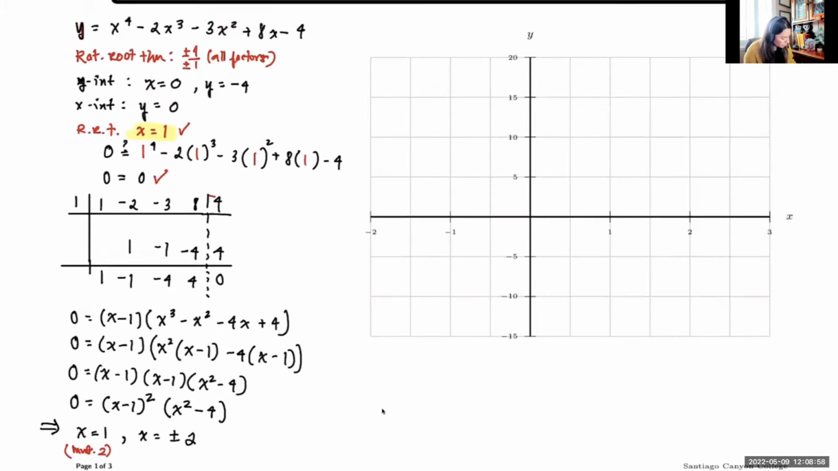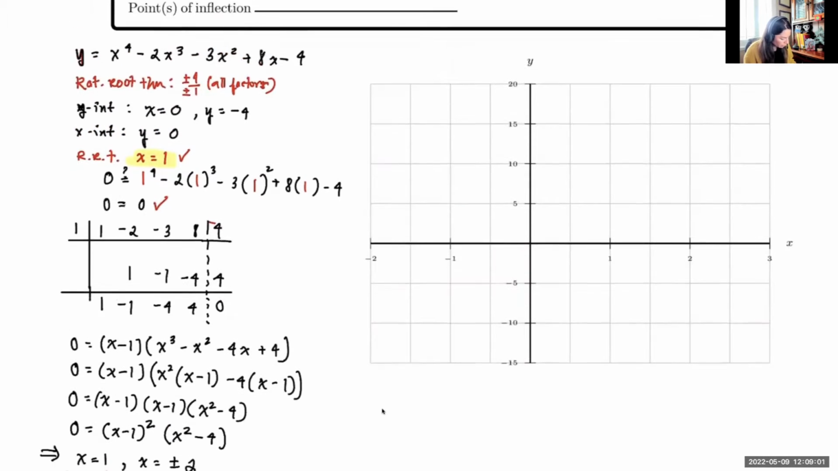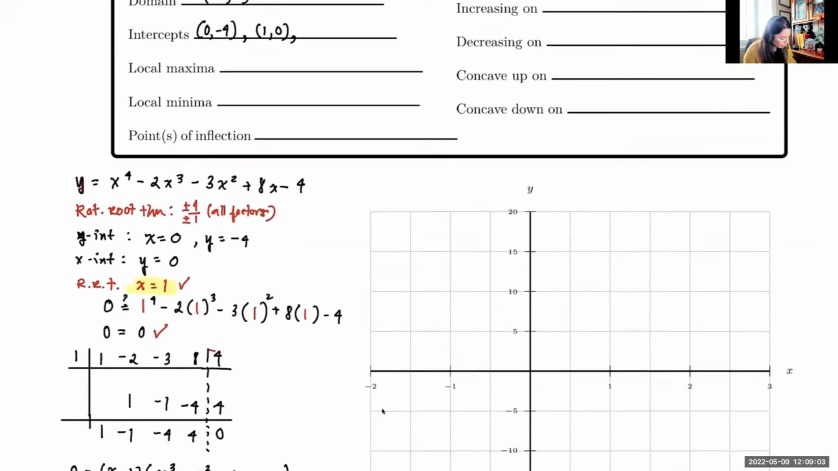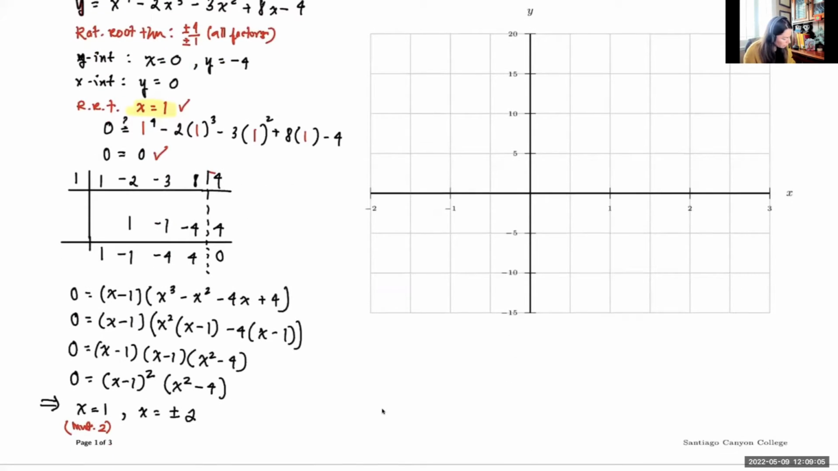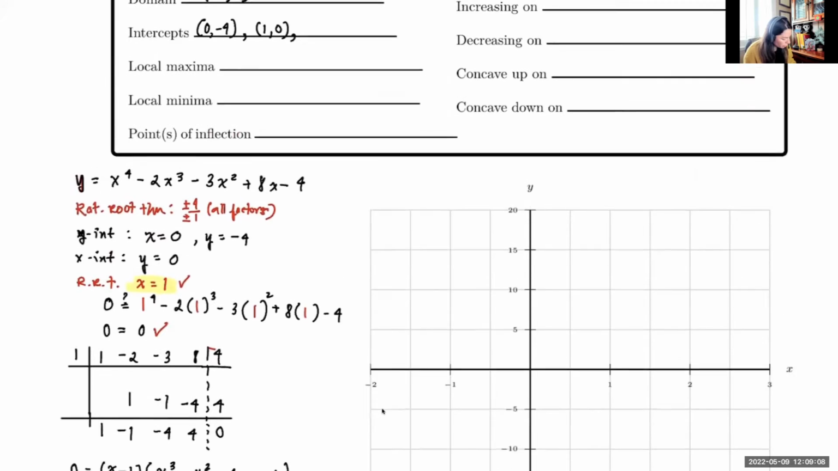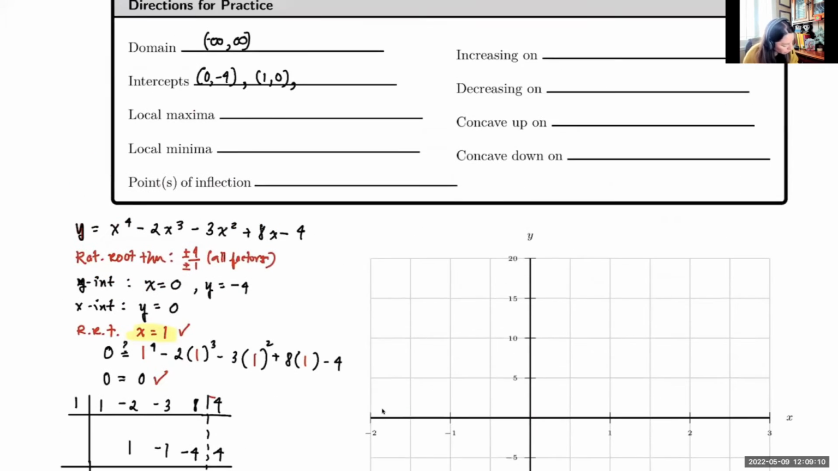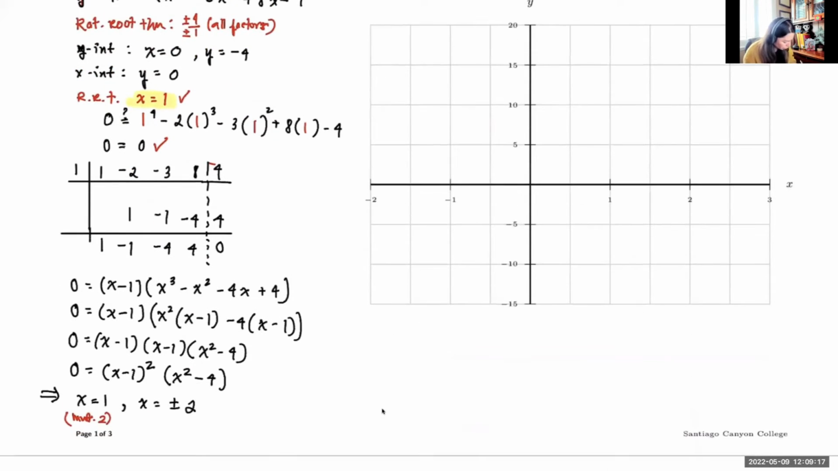So then we have the intercepts now, all of them. If I write them back up here, I'll have another 1, 0, and then here we'll have 2, 0, and -2, 0. And remember what this multiplicity 2 means. This multiplicity 2 means I assume that it's going to bounce off right here at 1. It's either going to bounce off upward or bounce off downward. So that's what the even multiplicity means.